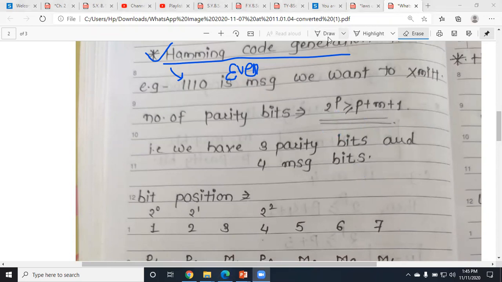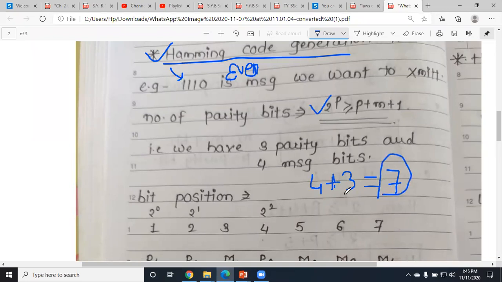Next, now you know that we have 4 message bits and we have 3 parity bits, correct? How many total digits are we going to transmit? That is equal to 7. 4 message bits, see here, 1, 2, 3, 4. 4 are my message bits and 3 are my parity bits. We have just seen how we get 3 parity bits, right? That is equal to 4 plus 3, 7. So a total of 7 bits we are going to transmit, correct?